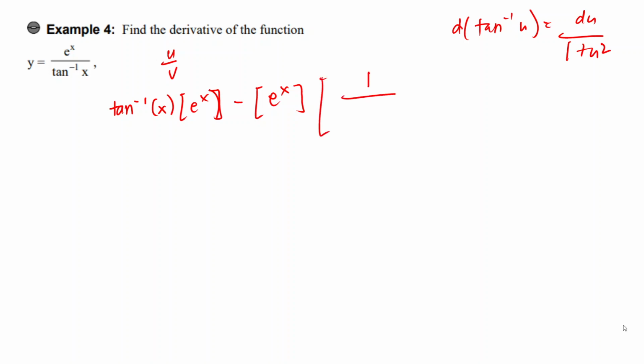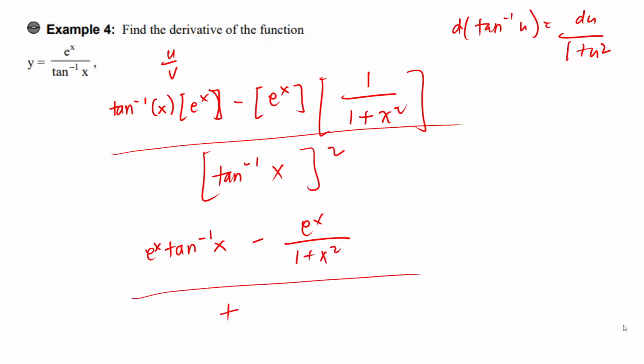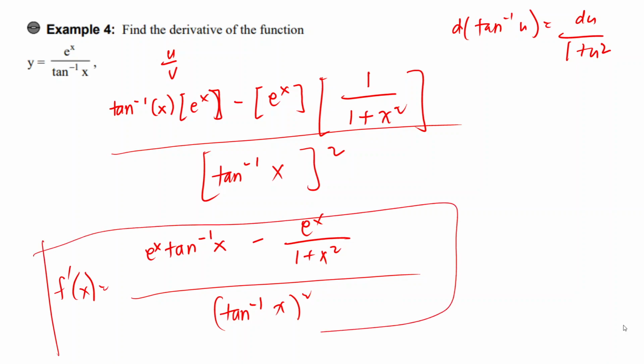So this is 1 over 1 plus x squared. Okay, over tangent negative 1 x squared. Okay, so ang final answer natin is ex tangent negative 1x minus ex over 1 plus x squared all over the square of inverse tangent. So this is f prime x. Okay, so that's how you answer inverse function kapag i-derive natin.